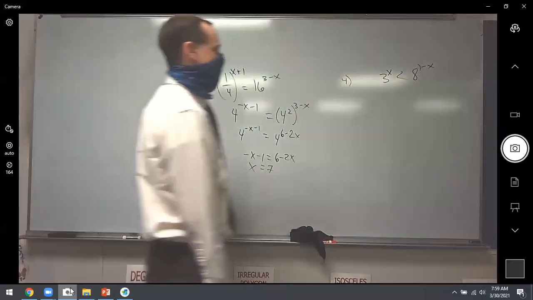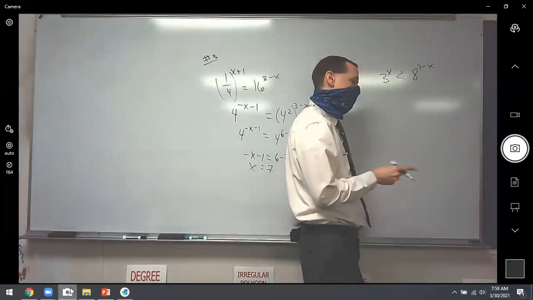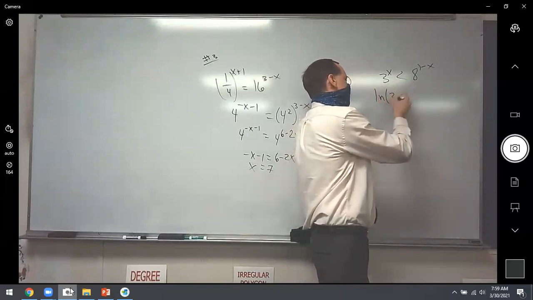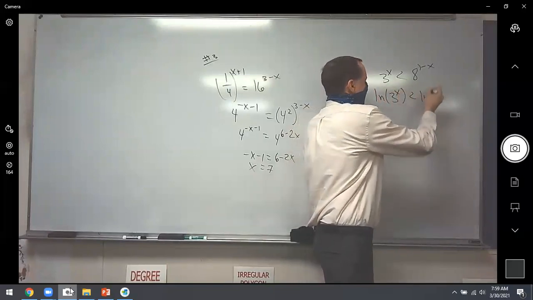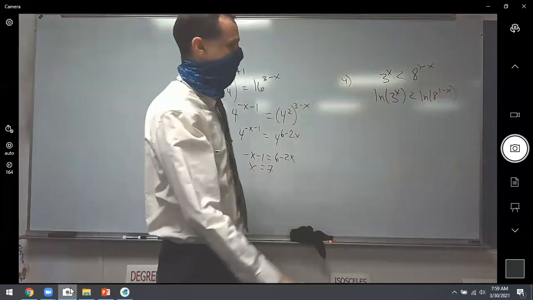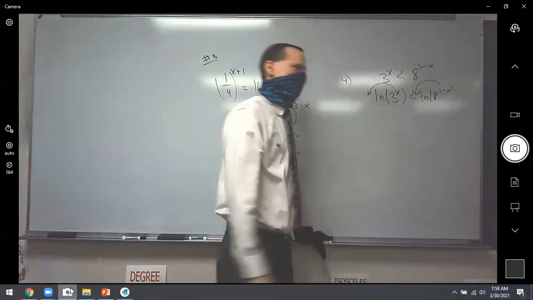Can't get these bases to be the same. They both got x's in the exponent. That sucks. All right, well, let's just dive in and take some logs. What's the only log I want you to use throughout the entire test? Natural log, very good. So use a natural log on both sides. And the bases don't cancel out, but that's okay. Because the whole point is the exponent will come out in front.